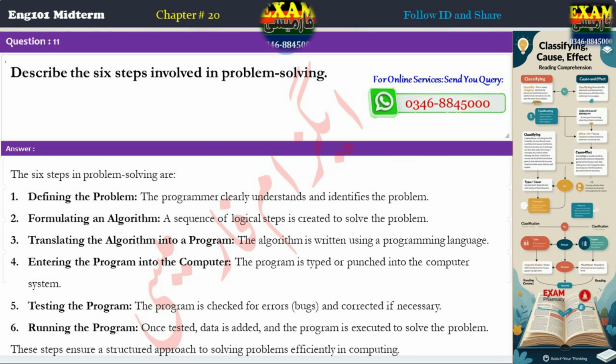4. Entering the program into the computer. The program is typed or punched into the computer system. 5. Testing the program. The program is checked for errors, bugs, and corrected if necessary. 6. Running the program. Once tested, data is added and the program is executed to solve the problem. These steps ensure a structured approach to solving problems efficiently in computing.